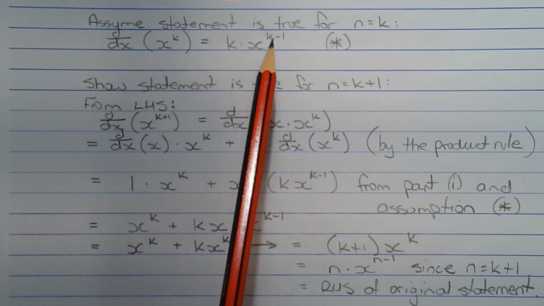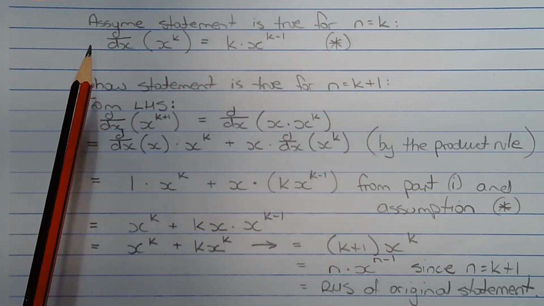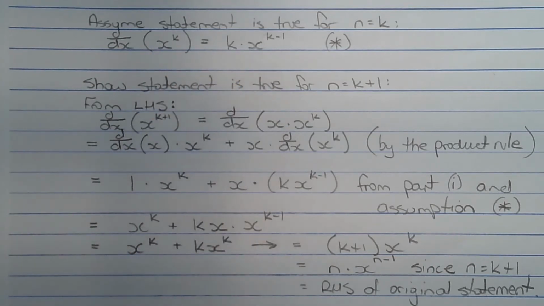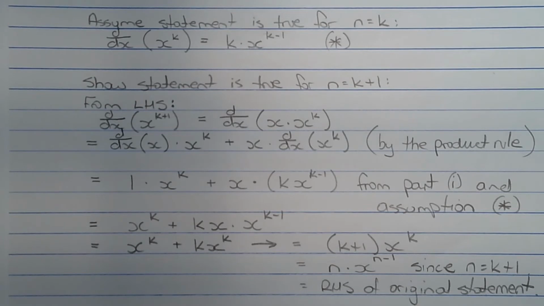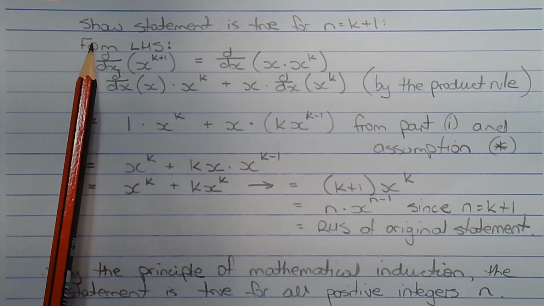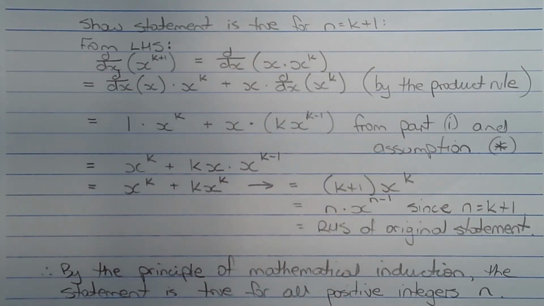Next, we assume the statement is true for n equals k. That is, the first derivative of x to the power of k equals k times x to the power of k minus 1. Next, we show the statement is true for n equals k plus 1.